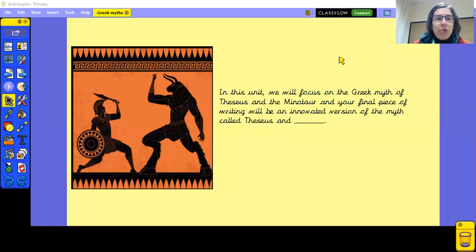In this unit of work, probably about 3 weeks, we will focus on the Greek myth of Theseus and the Minotaur. And your final piece of writing will be an innovative version of the myth called Theseus, and you might have guessed you will create your own monster. How exciting! I can't wait to read your final piece. But before that, obviously, we've got some work to do. So get ready, and we're going to start immediately.